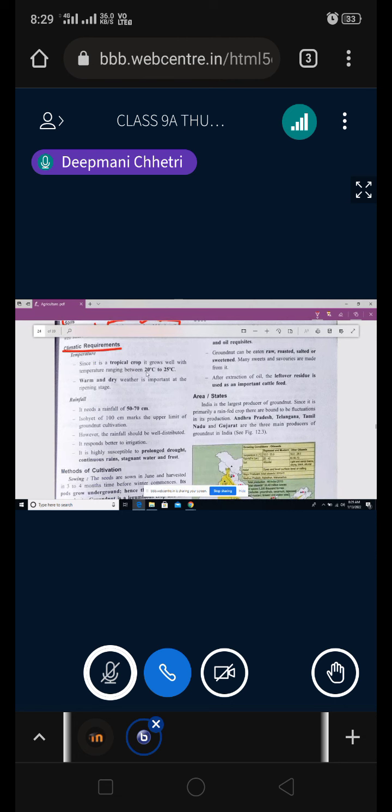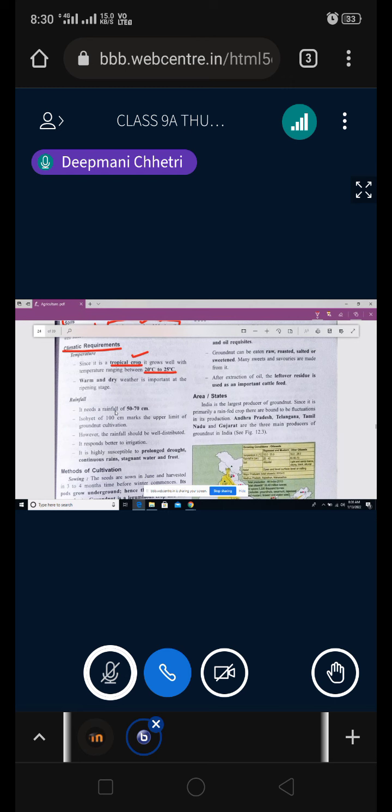It's 20 to 25 degrees Celsius. Nothing very big over here, just simple information. What type of crop is it? It is a tropical crop. So underline these two important things. Warm and dry weather is important at the ripening stage.